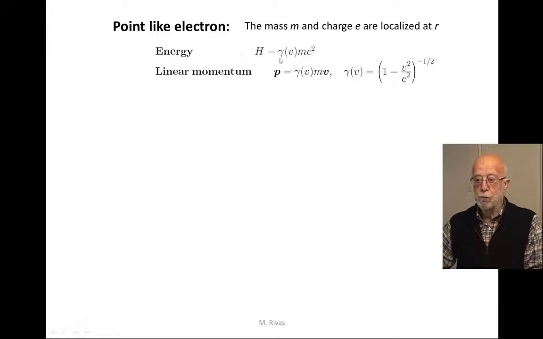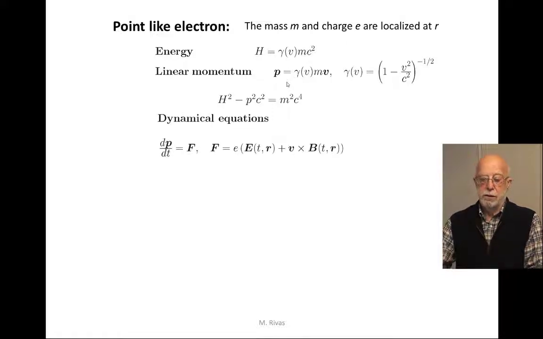These 2 observables are not independent. They satisfy this quadratic equation. And the dynamical equation of the point electron is this. The external force is the time derivative of the linear momentum, where the external force in the electromagnetic case is this: the electric field defined at time t at the position of the charge, plus the velocity of the point, which is the same as the velocity of the charge, cross the magnetic field defined at that time and that position.